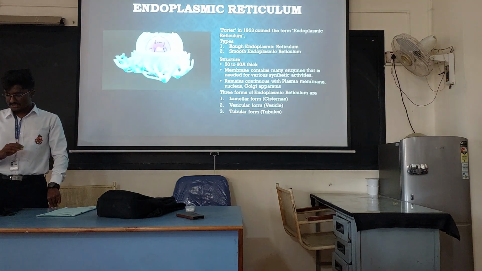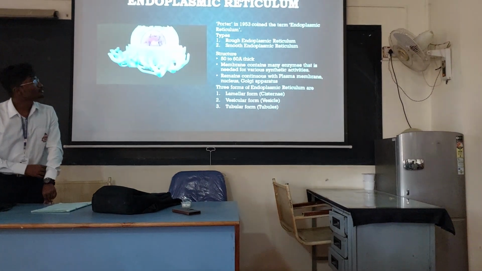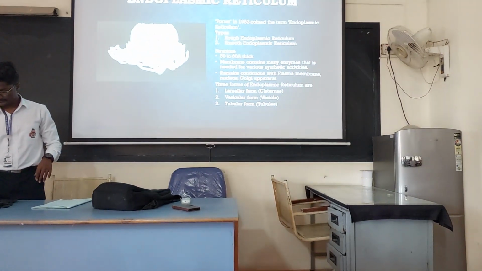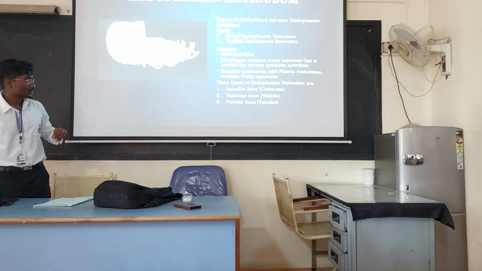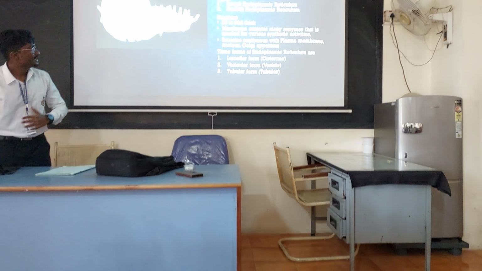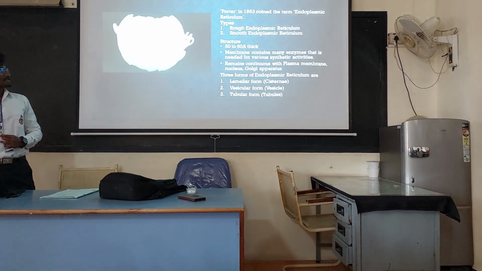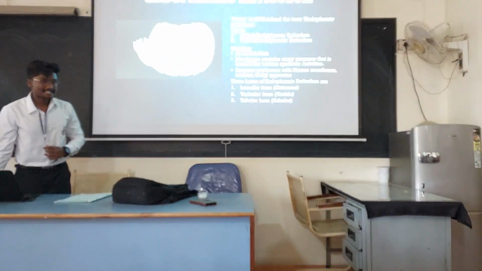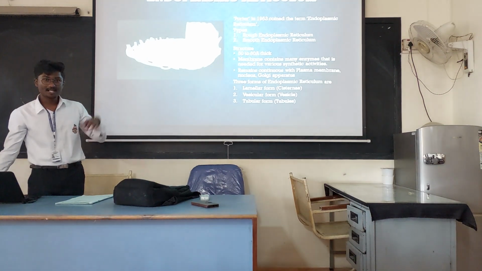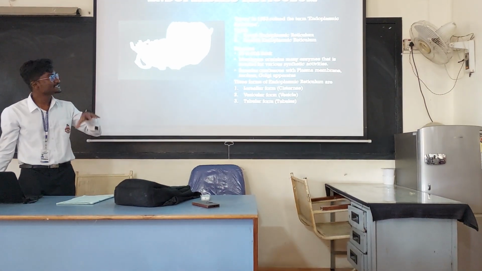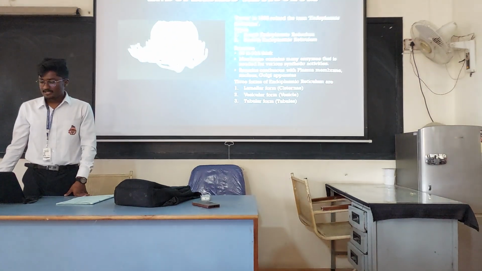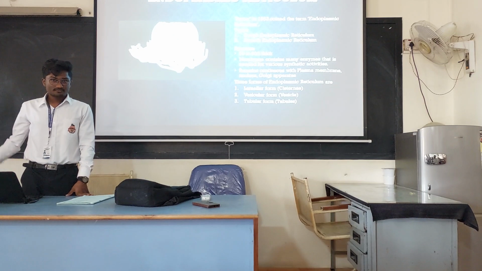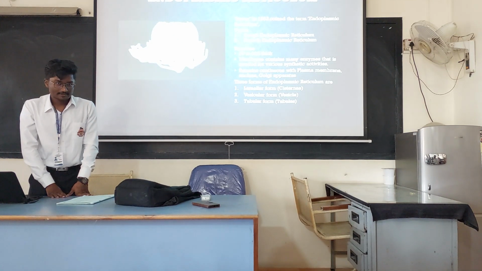And the next cell organelle is endoplasmic reticulum. This is the 3D video that I got through the net. I hope it is more attractive to you. The endoplasmic reticulum, as the name suggests: endo means inside, plasmic within the cell, reticulum means network. So the word itself defines the organelle. The network-like structure which is found inside the cell is endoplasmic reticulum.